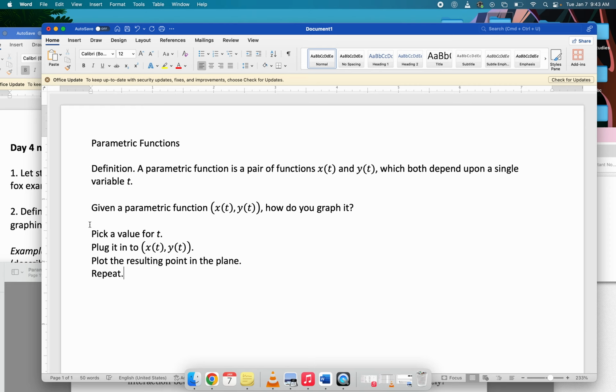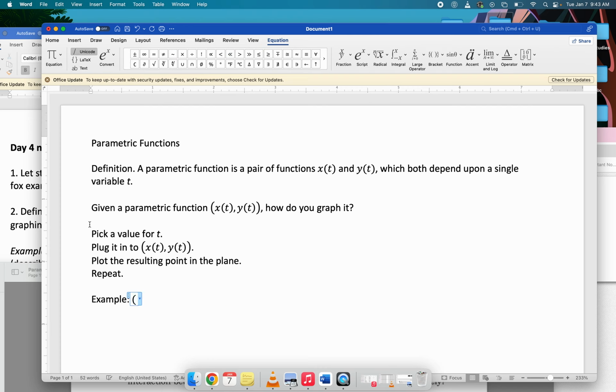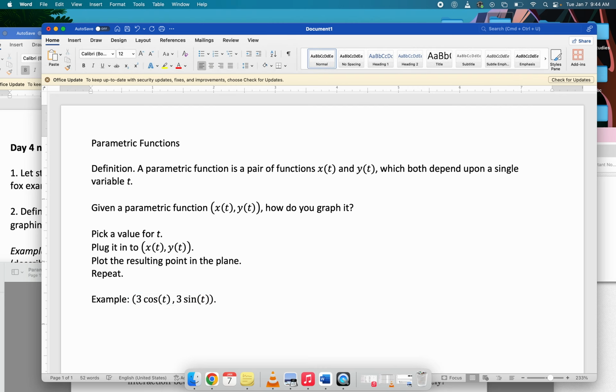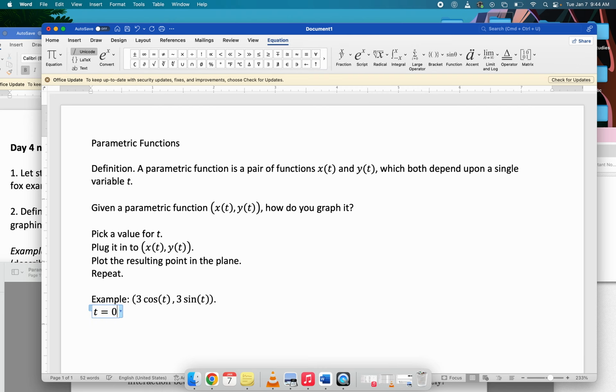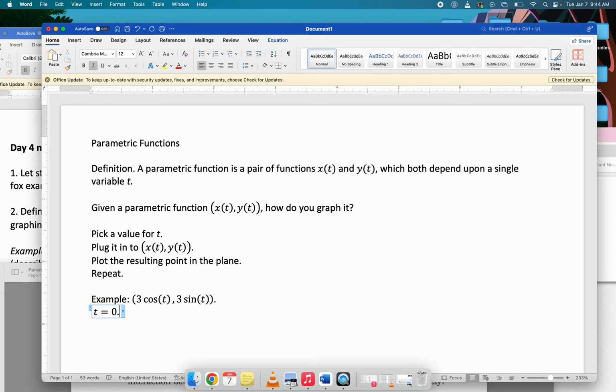So, for example, consider the parametric function given by, let's say, 3 cosine t, comma 3 sine t. Okay, what does the graph of this thing look like? Well, to have a little bit of a sense, what you could do is start plugging in values for t. So maybe I'll start with t equals 0. If I plug in t equals 0, that's going to give me 3 cosine 0, comma 3 sine 0, which is 3 comma 0. So the point 3 comma 0 is on the graph.